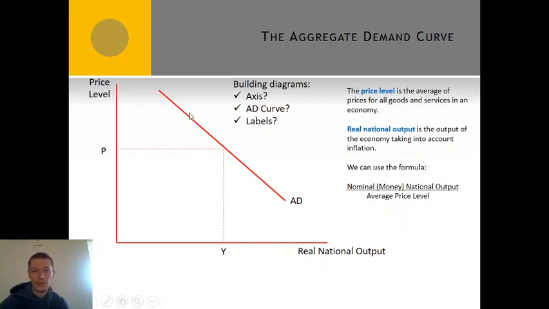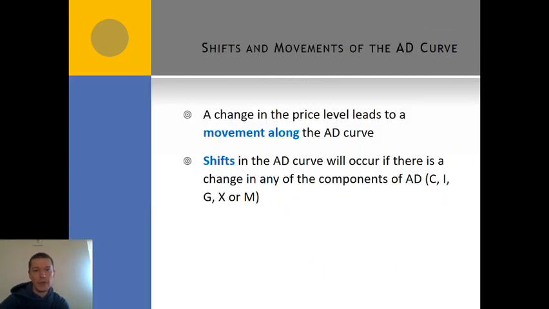But for us, our price level, PL, is the average of all prices for all goods and services within the economy. Okay, so as I said, we're looking at every single thing in the economy. Real national output is the output of the economy, taking into account inflation. Okay, we've done that before. We look at nominal national output at money rate, so it's going to be constantly changing, and we divide it by the average price level. All right, there's your diagram. Let's explore what we can do with it.